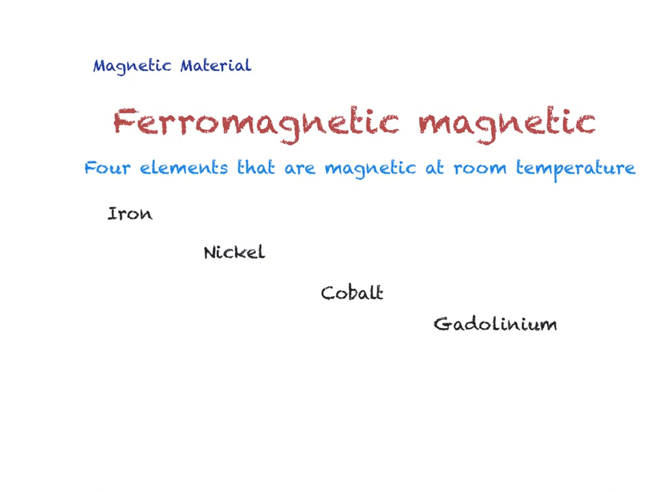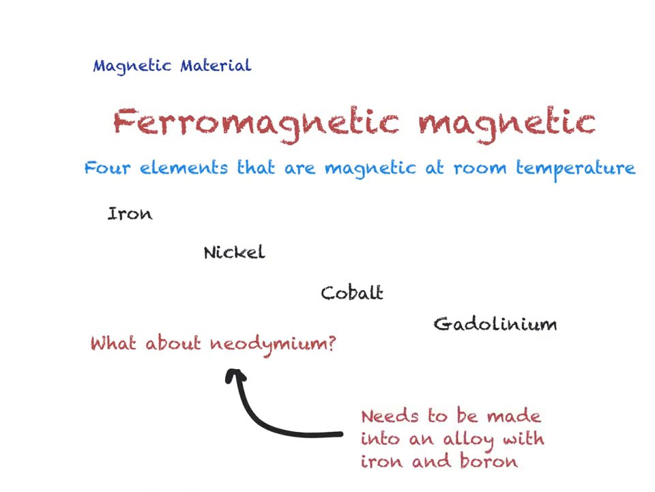Now, you might be thinking, well, what about neodymium? I heard that it's the most magnetic and it's used in so many electronics. Well, yes, neodymium is a rare earth metal and it's also somewhat ferromagnetic, but to make a rare earth magnet out of it, it actually has to be made from an alloy of neodymium, iron, and boron to form the actual magnet.